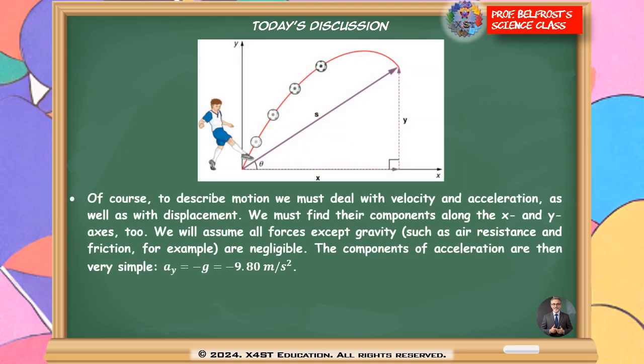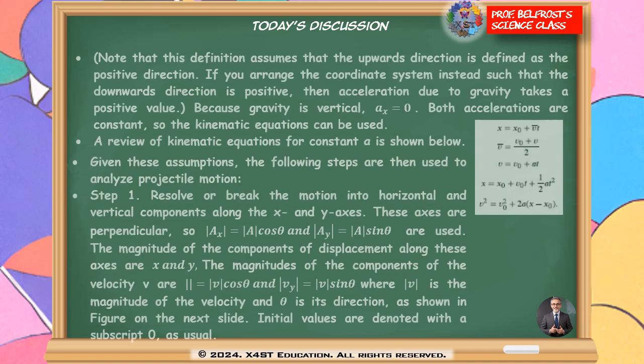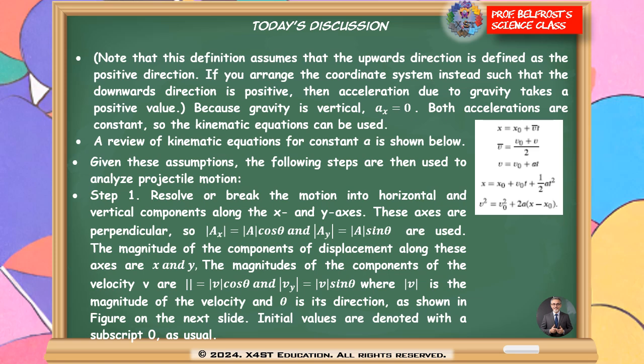Of course, to describe motion, we must deal with velocity and acceleration. And here we take the acceleration on the y-axis to be gravity. Because we take the convention that upward will be positive and downward will be negative, then ay is minus g, which is minus 9.8 meters per second squared. Here's a review of the kinematics equations for a constant a that we discussed in the previous chapter.